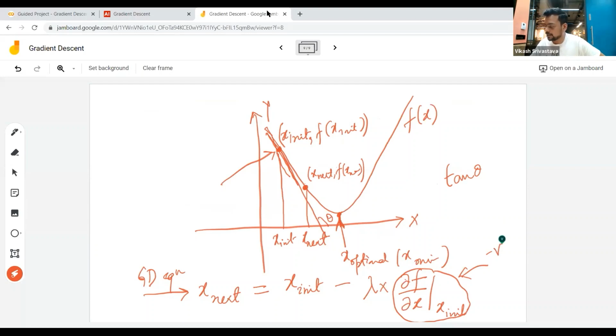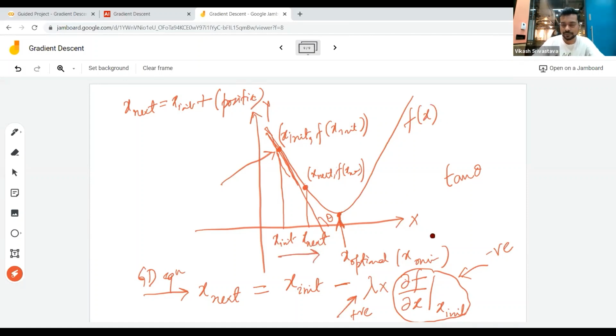So we have a minus here, we have this negative gradient, and of course lambda is a positive term, so this whole term is positive, right? So what we'll have in the next iteration is x next will be x init plus some positive quantity, right? So x next will be greater than x init in the next iteration.